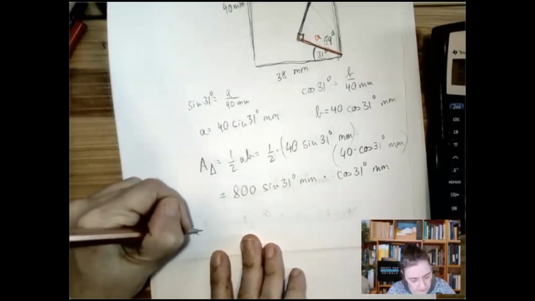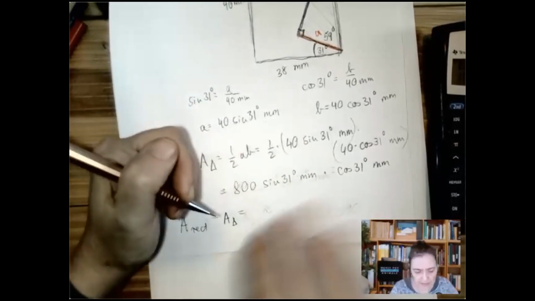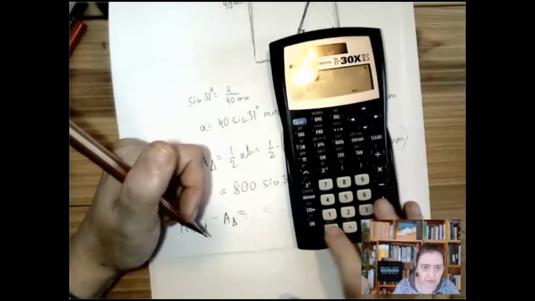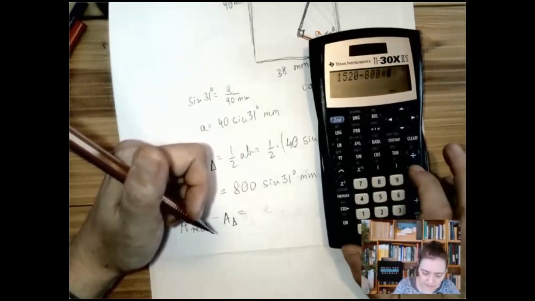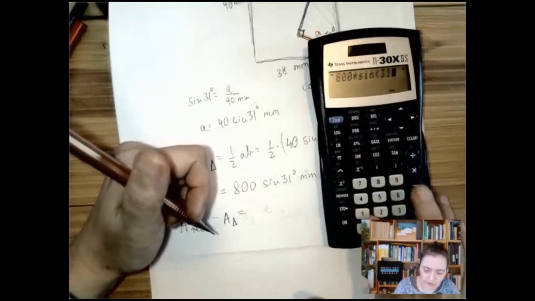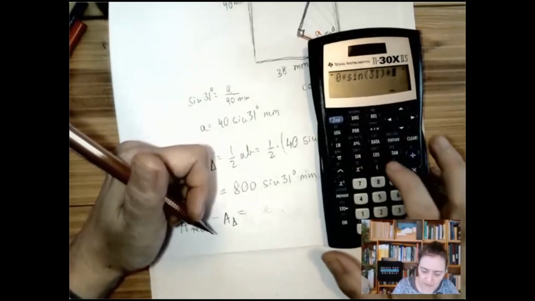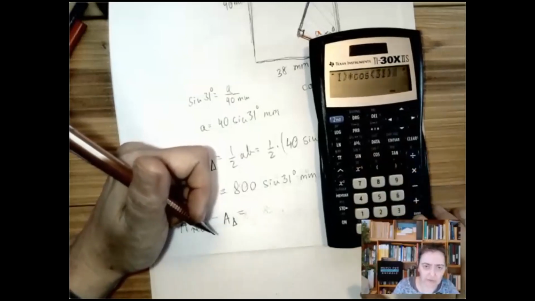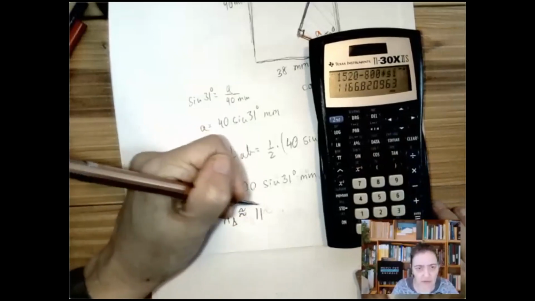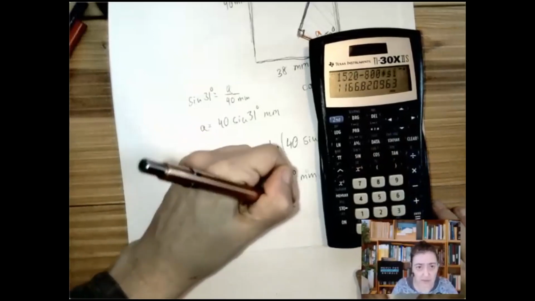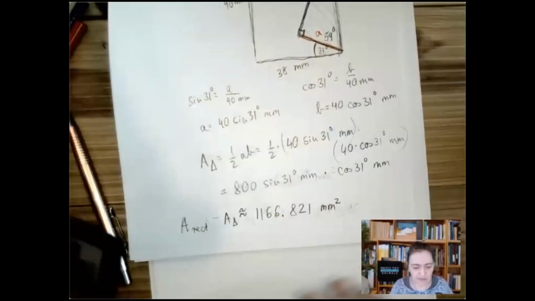So what we're interested in is the area of the rectangle minus the area of the triangle. And that's 1520 minus 800 times sine of 31 times cosine of 31. Make sure to close the parenthesis that was opened. And so what we have is approximately 1166.821 millimeters squared.